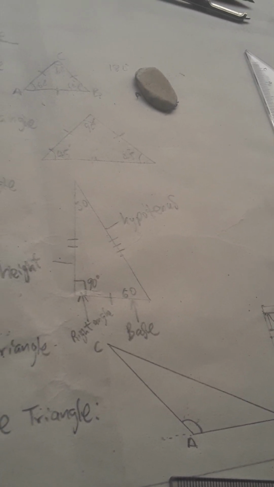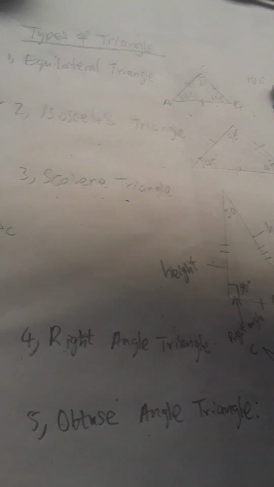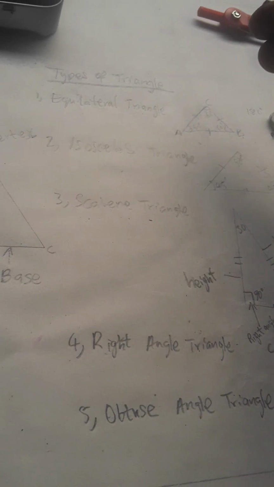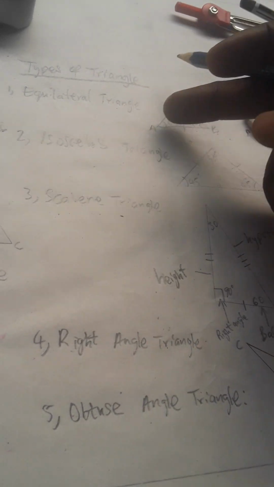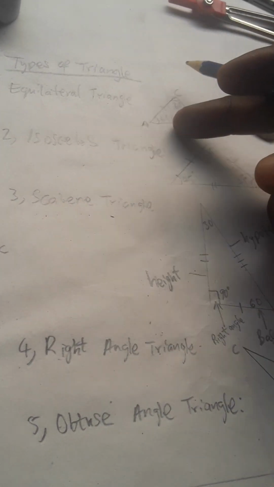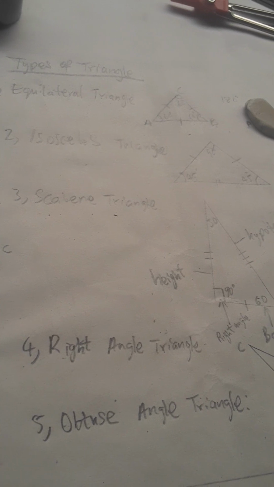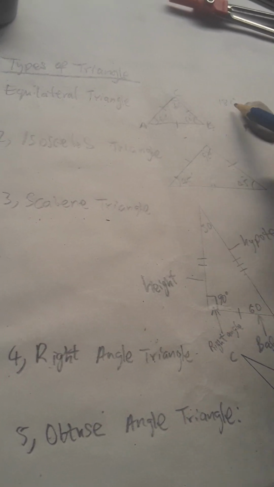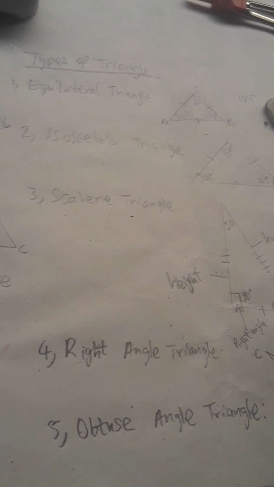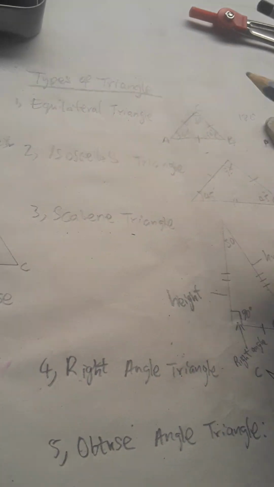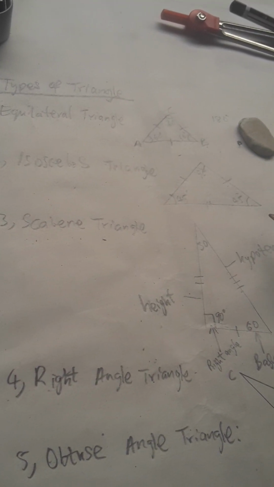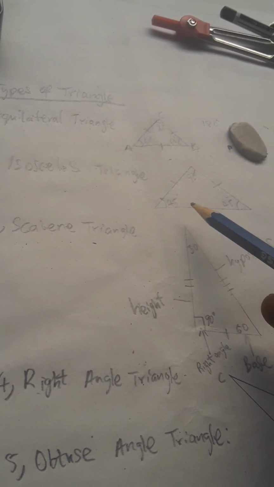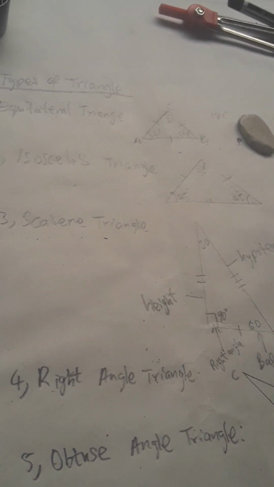So let's go back to the types of triangle again. I told you earlier that the equilateral triangle is a triangle that has all the sides equal. Since all the sides are equal, all the angles are also equal. And each angle there is what? 60 degrees. Remember that the sum of angles in a triangle is 180 degrees. We also have the isosceles triangle. The isosceles triangle is a triangle that has two of its sides equal. If the two sides are equal, it means the base angles are also equal.